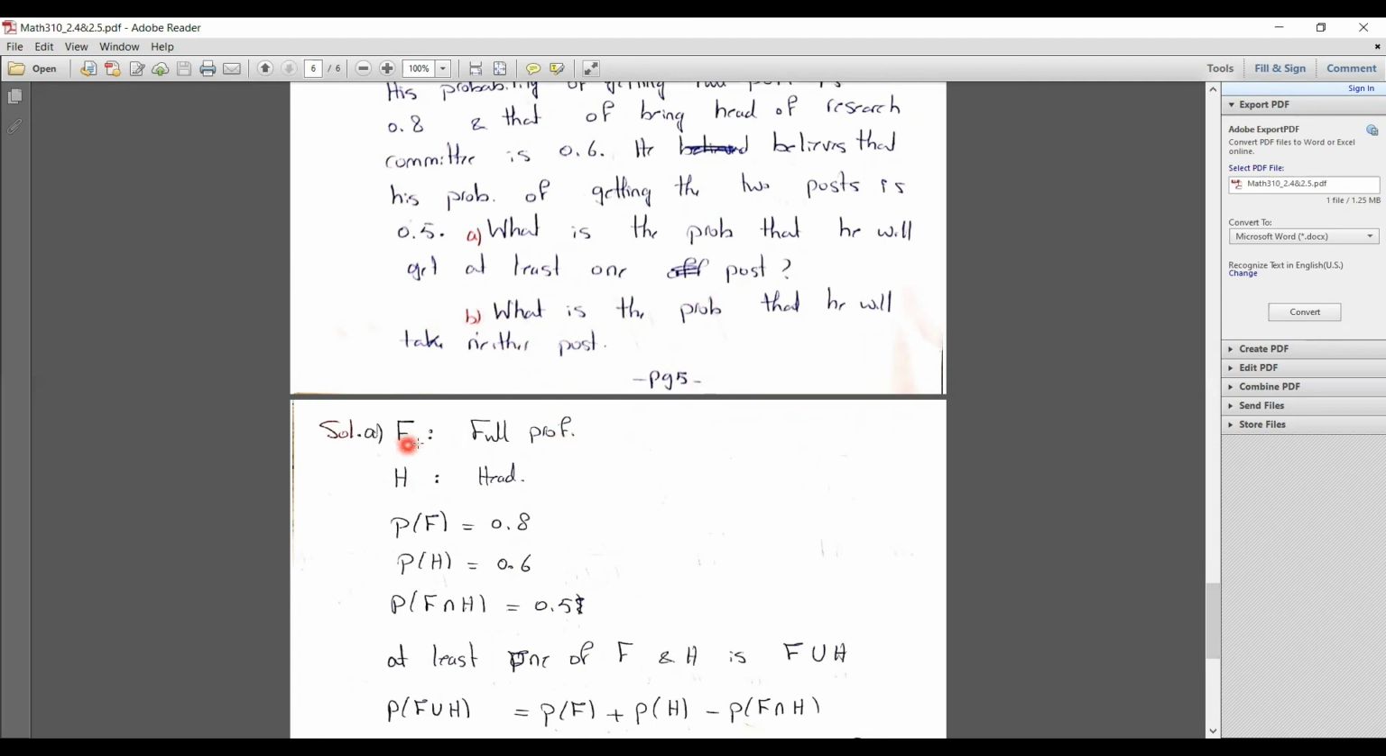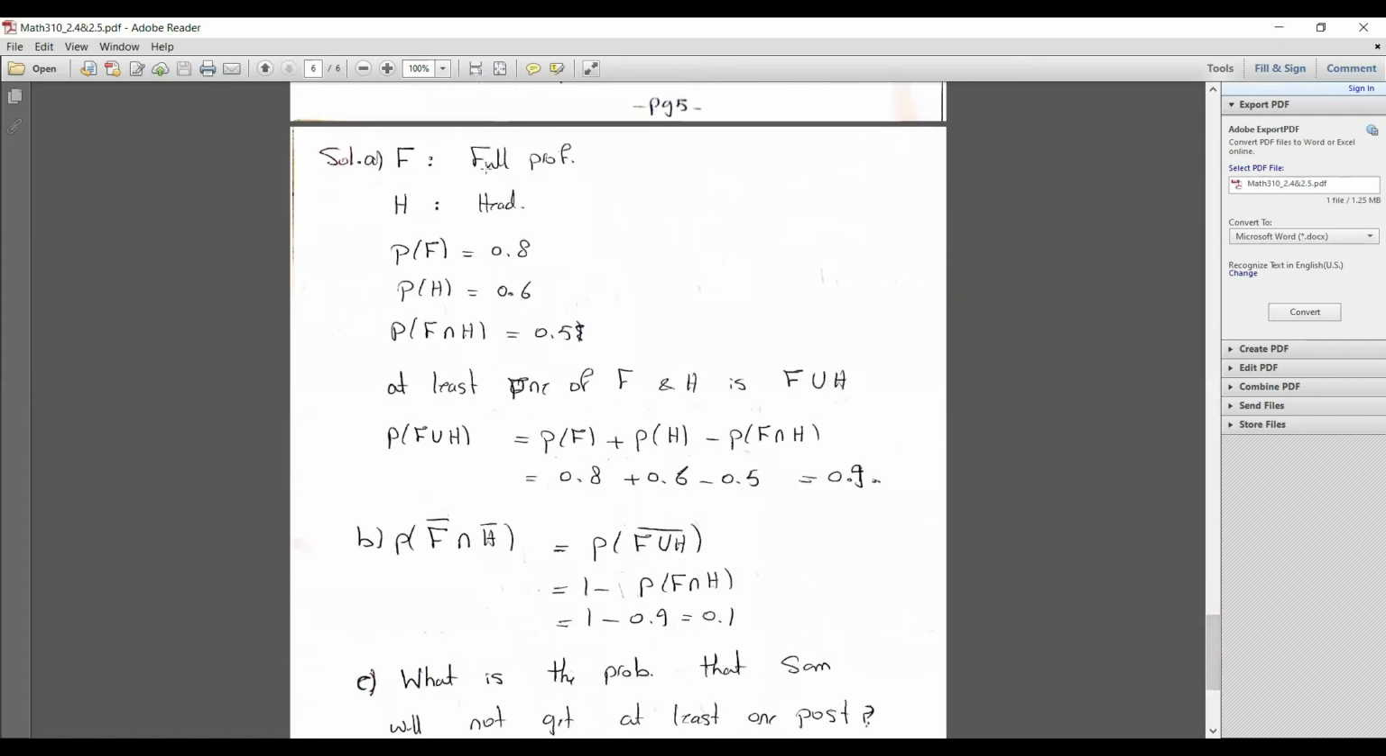So, guys, we said let F be the event full professor and H be the event he becomes head of the committee. P of F is 0.8, P of H equals 0.6, P of F intersect H is 0.5. These are the given values. Now, at least one of F and H means F union H. P of F union H is, according to our rule, P of F plus P of H minus P of F intersect H. So 0.8 plus 0.6 minus 0.5, which is 0.9.